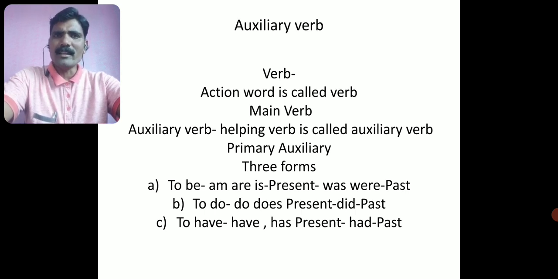Am is an auxiliary verb which is used only with the pronoun I. Okay, I am. Otherwise, it is not used. Are and is, they are used frequently, or most of the time. Am is the exception for I. Okay, so let us see.